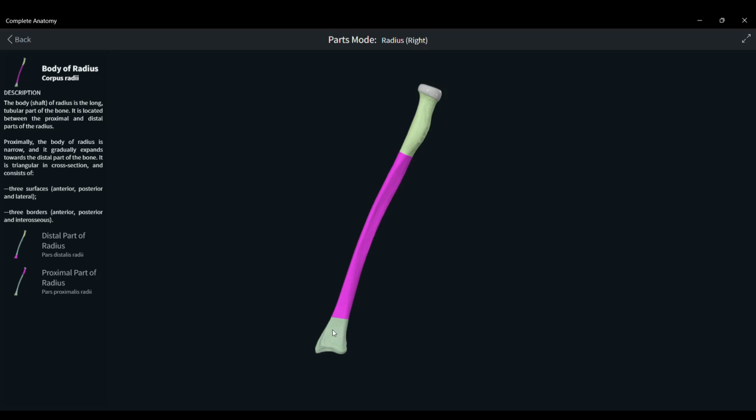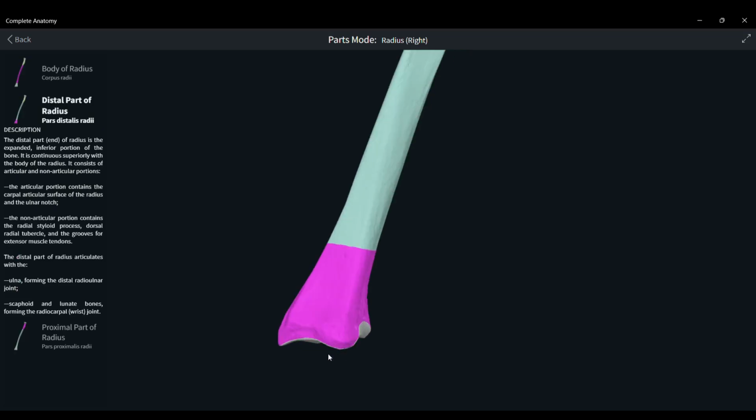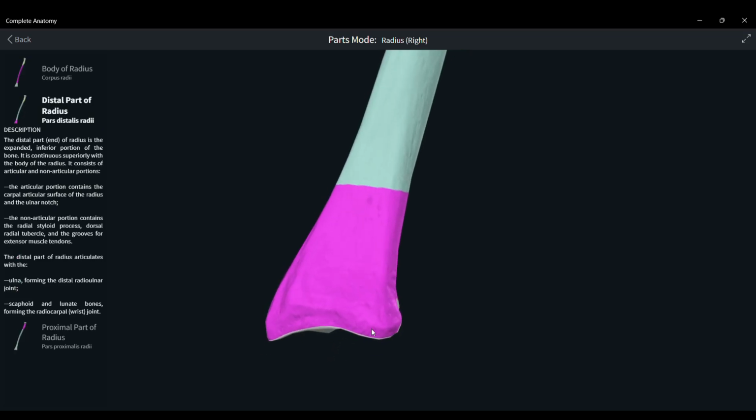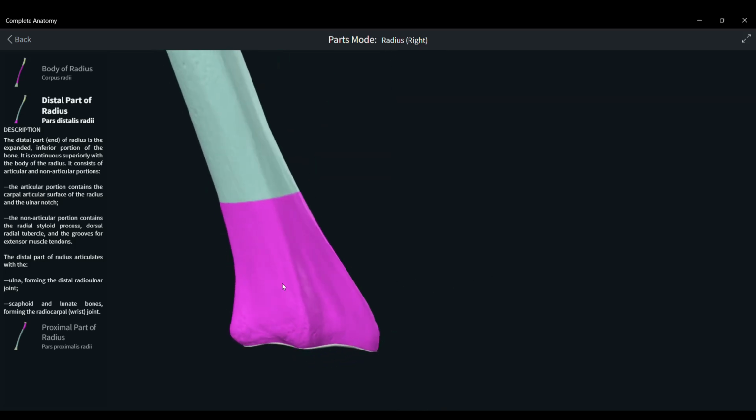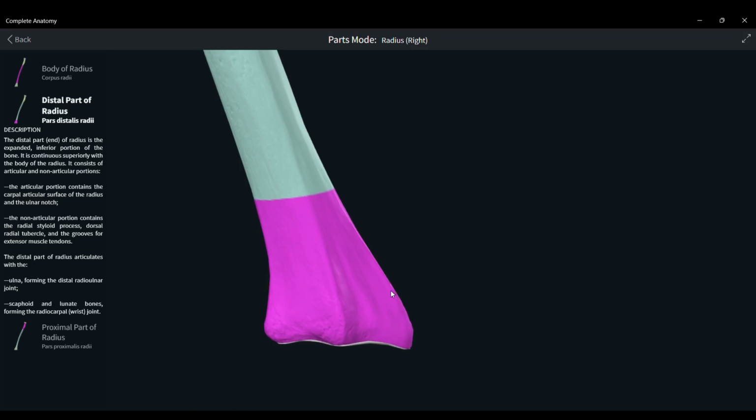All directional terms are understood in the standard position, with the palm facing forward. Moving down to the distal part, the pars distalis radii broadens considerably. On the dorsal side it is gently convex, and longitudinal grooves can be seen for the extensor tendons, the sulci tendinae. In the center there is a small pulley-like elevation, the tuberculum dorsale, which guides the extensor tendons as they change direction. On the lateral edge, toward the thumb side, projects a strong process, the processus styloideus radii.